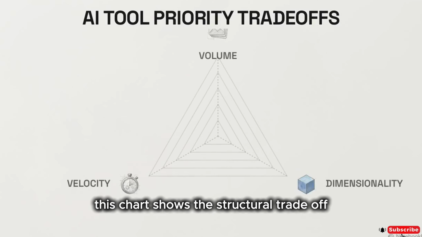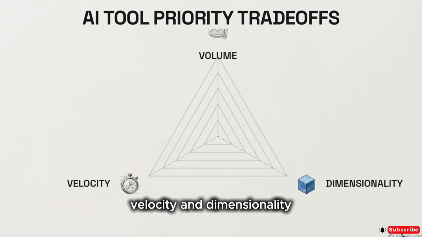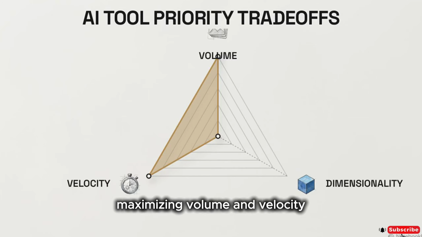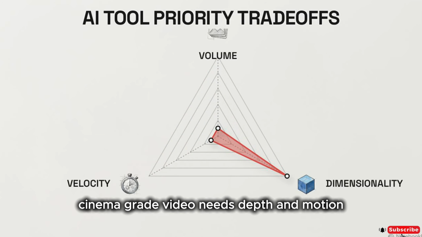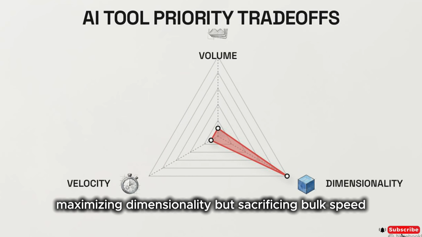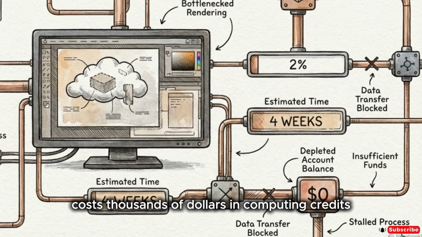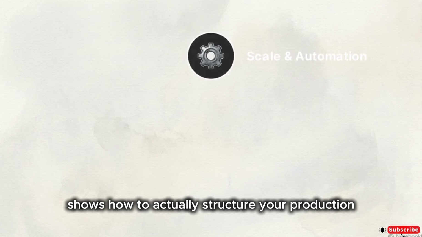This chart shows the structural trade-off when choosing an AI tool, balancing volume, velocity, and dimensionality. E-commerce requires pushing hundreds of images fast, maximizing volume and velocity, forcing dimensionality to 0. Cinema-grade video needs depth and motion, maximizing dimensionality, but sacrificing bulk speed. Running a 500-item clothing catalog through a heavy video rendering engine costs thousands of dollars in computing credits and weeks of processing time. This flowchart shows how to actually structure your production.